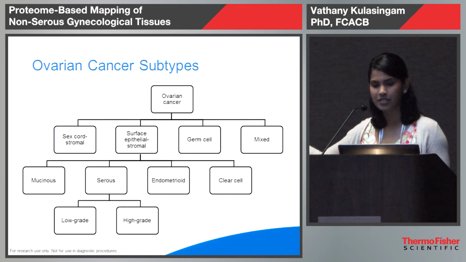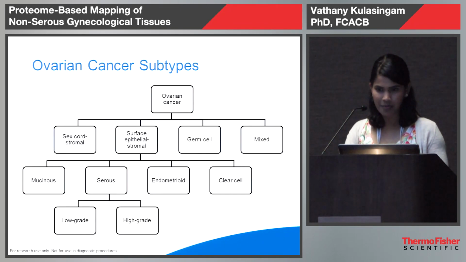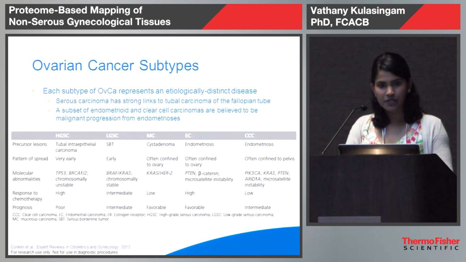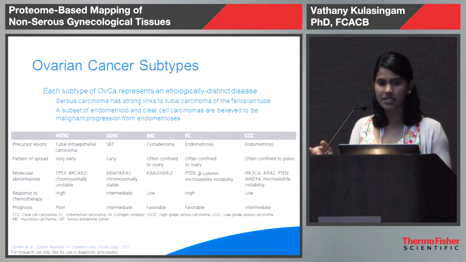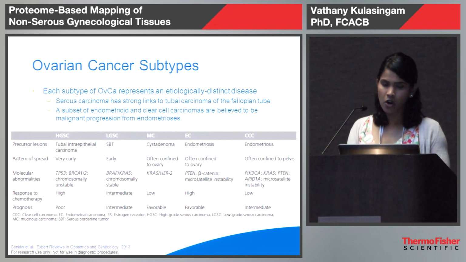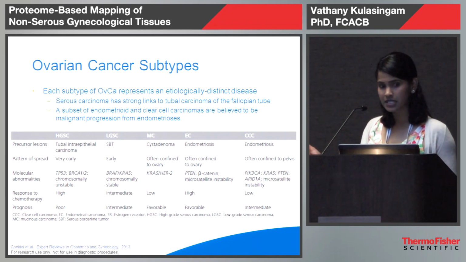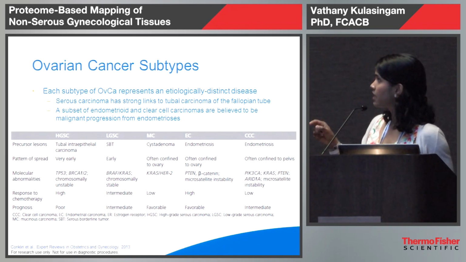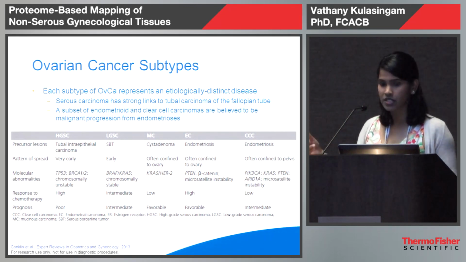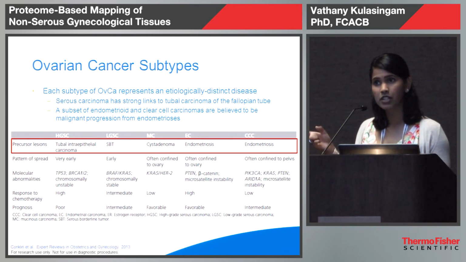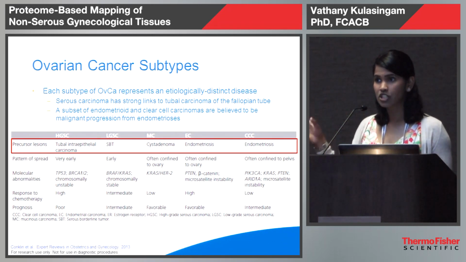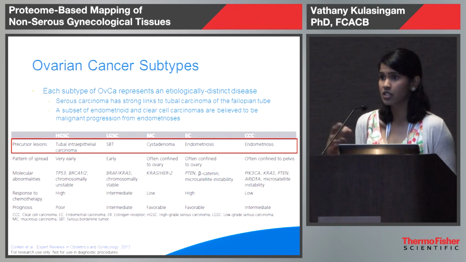Serous cancer can also be further subdivided into low-grade and high-grade. What's interesting about these different subtypes of ovarian cancer is that each one actually represents a very distinct etiological disease. They simply share a common anatomical location. In this table, the suspected etiological origins are actually quite different for these lesions. For mucinous carcinoma, for example, the origin is cyst adenoma. In the case of endometrioid and clear cell carcinoma, the initial precursor lesion is endometriosis, or that's what's suspected.